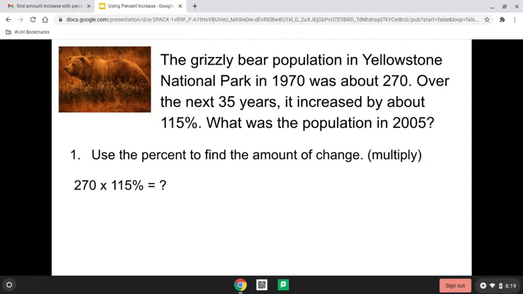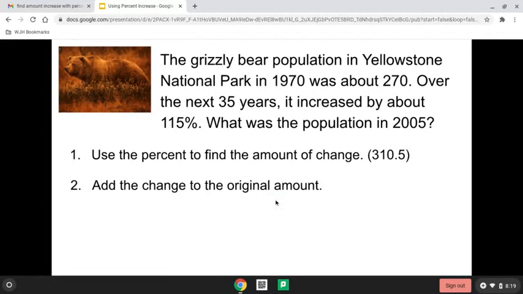Now I'll spare you the details of that calculation, but if you have trouble multiplying decimals or multiplying percents, you'll want to check out the video just on that. We end up with an answer of 310.5. Now we take that amount of change and we are going to add it to the original amount. Because we see the amount of bears increased, it's going to be a greater number than when we started. And that will be 270 plus 310.5.